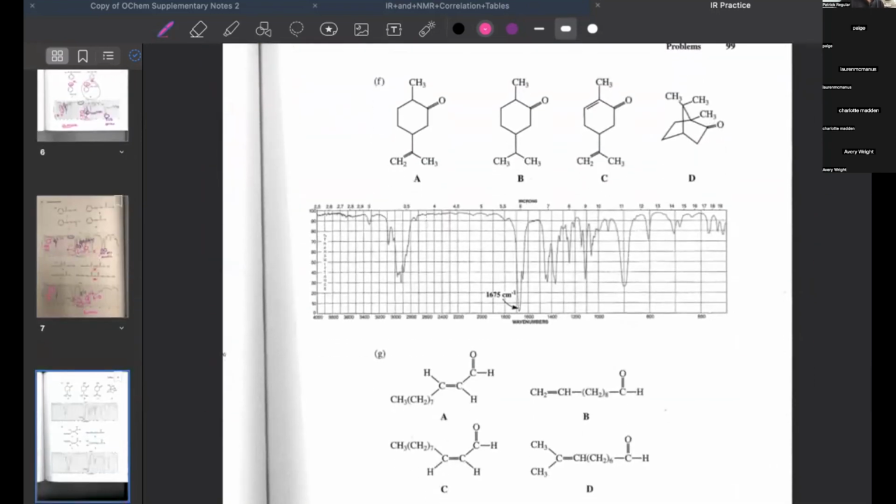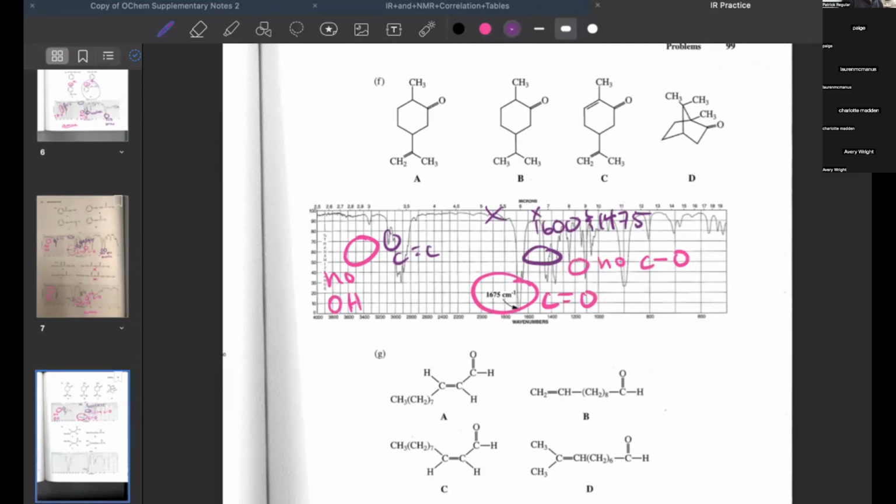Right. The next one, again, we have a C double bonded O. Do we have an alcohol group? There's no alcohol group. Do we have a C single bonded to an O? No, there's no C single bonded O. Now let's look at this for aromatic. There's no overtones. We do see some C double bonded C over here. And we do not have a 1600 and a 1475. So we cannot deduce that it is aromatic.